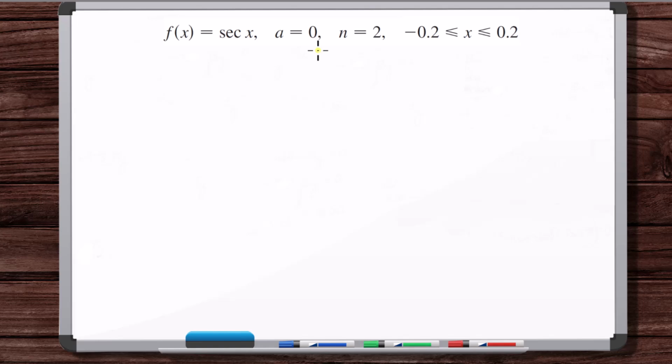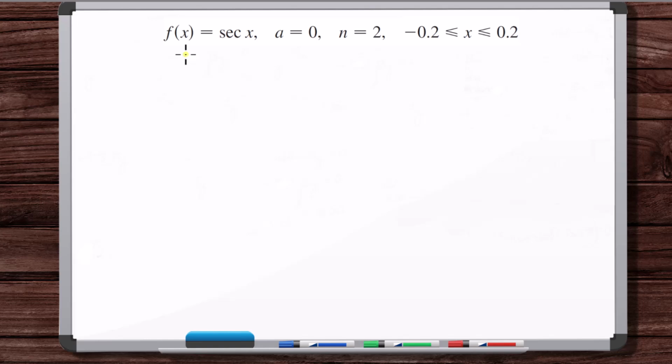get from the Taylor polynomial and the value we would get from the actual function, the maximum possible error if we're limiting the x inputs to this range here. And then the last thing we're going to do is graph the actual error, so the actual difference between secant x and the Taylor polynomial, and see how the actual error compares to what we got with Taylor's inequality.